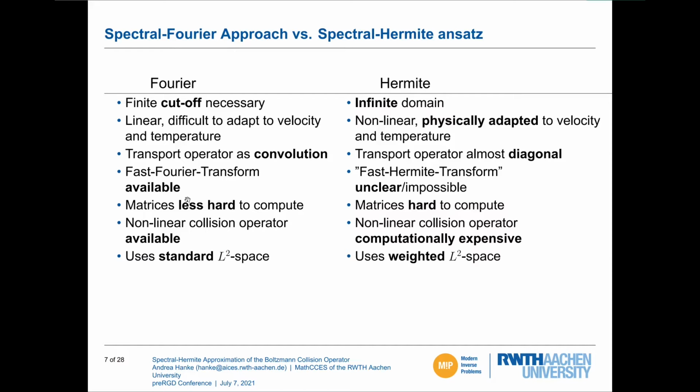Another advantage of the Fourier approach is that the matrices are less hard to compute, in contrast to the Hermite ansatz, where the matrices are quite hard to compute. And then the nonlinear collision operator for the Fourier approach has been available for a relatively long time, whereas for the Hermite approach, the nonlinear collision operator and its implementation is first of all computationally expensive, and second of all a fairly new development. The Fourier approach uses the standard L2 space, whereas the Hermite ansatz uses the weighted L2 space.